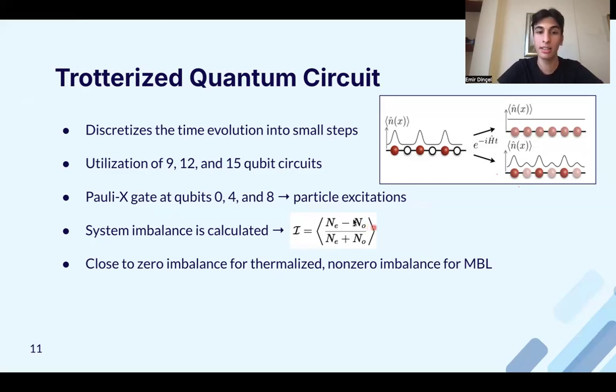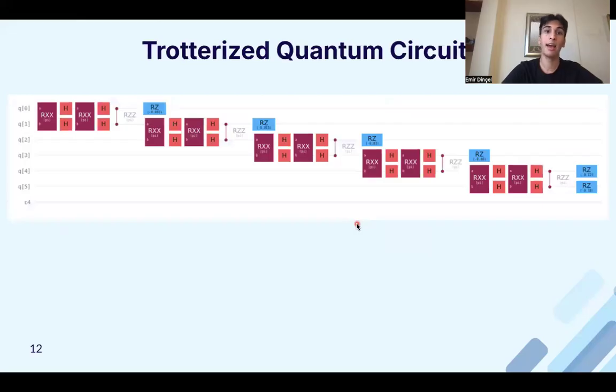And we can further calculate the system imbalance using the following formula, where a close to zero system imbalance would show that the edges are thermalized, whereas a non-zero imbalance would lead to many-body localization on graphene nanoribbon's edges. And our trotterized quantum circuit will look like the following. Due to space constraints, we actually couldn't show you the 15 qubit circuit. However, it works more or less the same way.